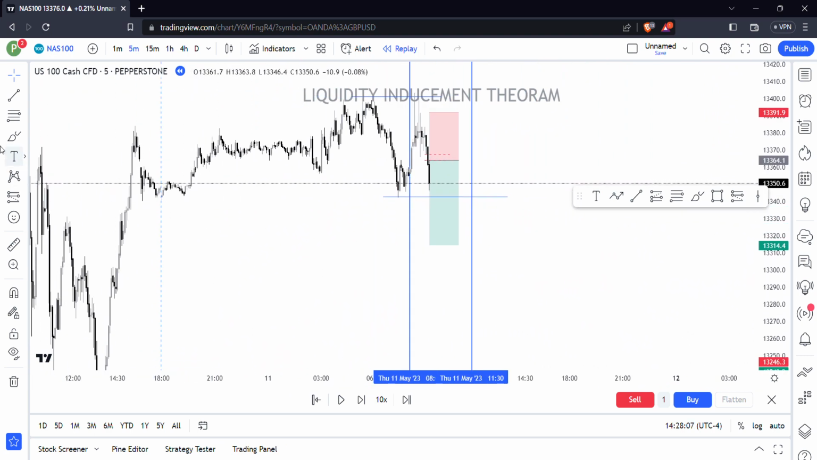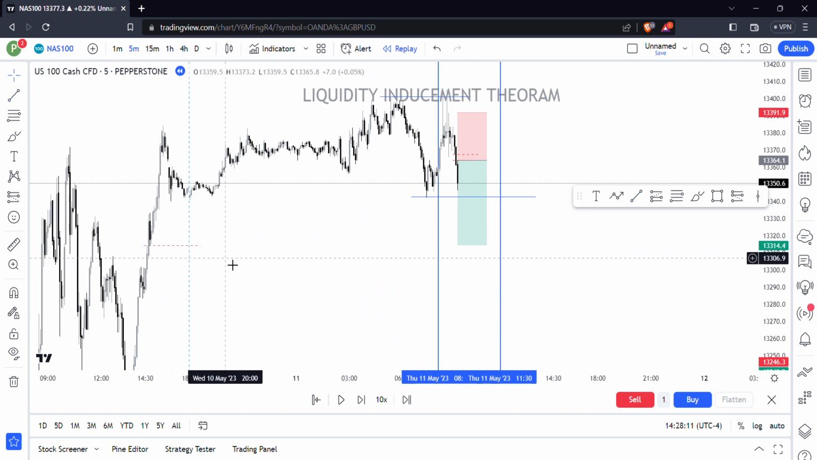And what do I target? I target another imbalance. See, there is a clear imbalance here. From this black candle to this candle, there is a clear imbalance. It's also structural liquidity.